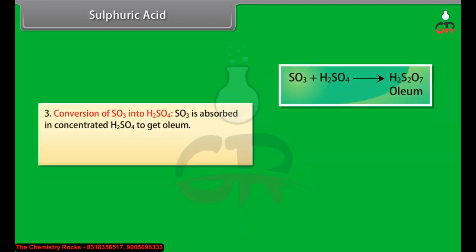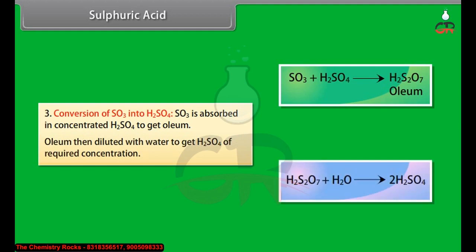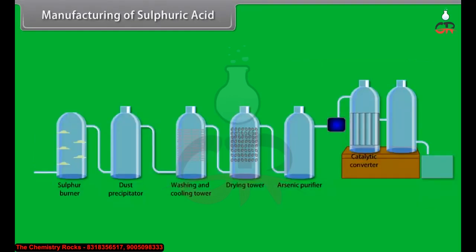Conversion of SO3 into H2SO4. SO3 is absorbed in concentrated H2SO4 to get oleum. Oleum is then diluted with water to get H2SO4 of required concentration. Manufacturing of sulfuric acid. The manufacturing of sulfuric acid starts from the sulfur burner. Here, sulfur dioxide is produced.